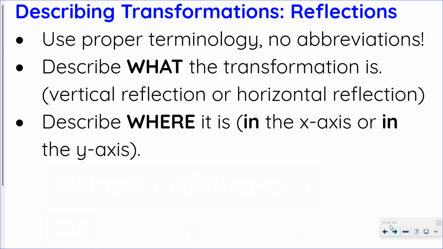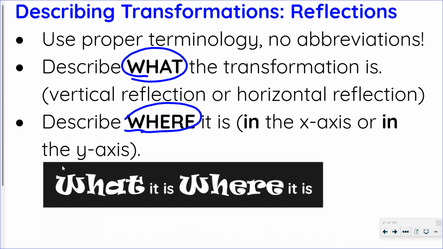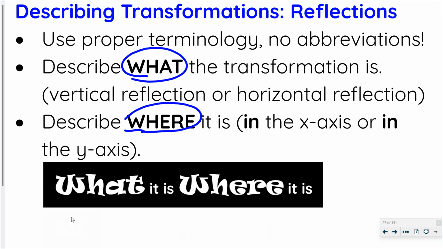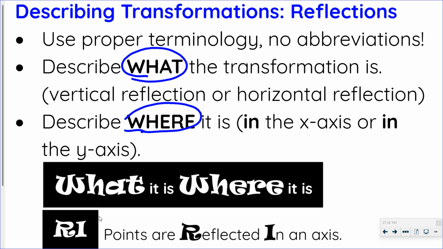When we're describing transformations, in particular reflections, again, proper terminology, no abbreviations. I want you to describe what the transformation is, i.e. vertical or horizontal reflection, and where it is. It's either in the x-axis or in the y-axis. So describe what it is, where it is, and remember, points are reflected in an axis.